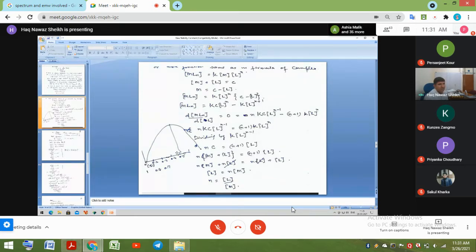And then we know that the absorbance is directly proportional to the concentration of the absorbing species. So we write d[MLn], the change in concentration of the complex with change in concentration of the ligand, is 0 at the maximum point. And the [MLn], we know, is equal to this equation.